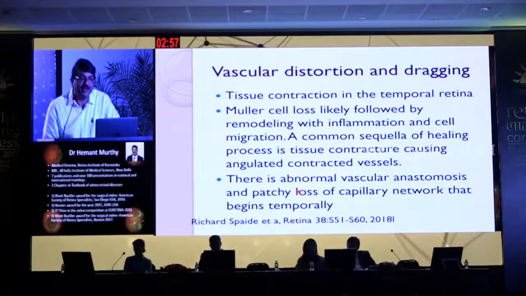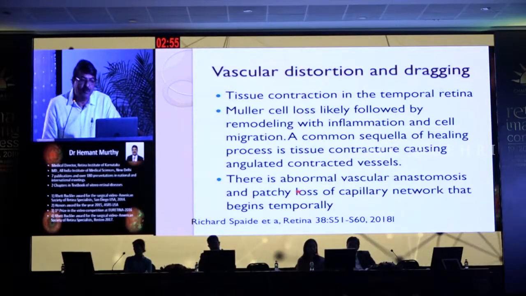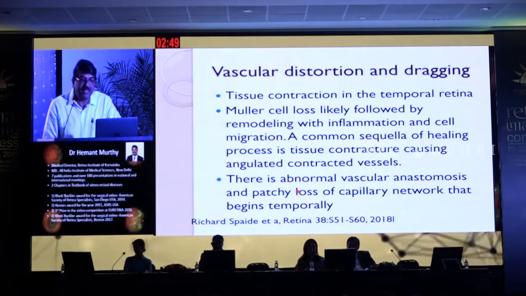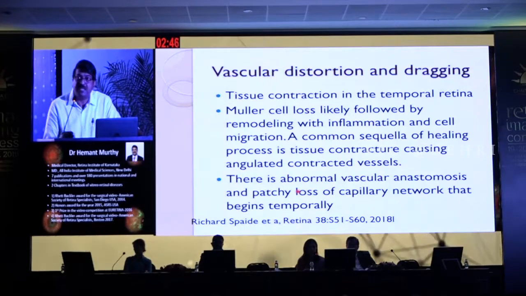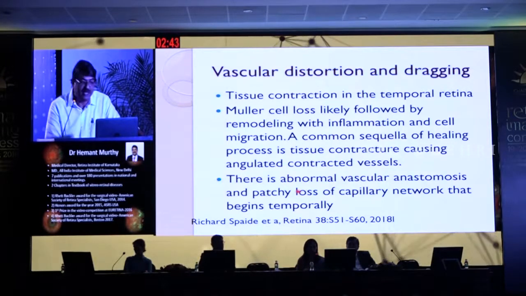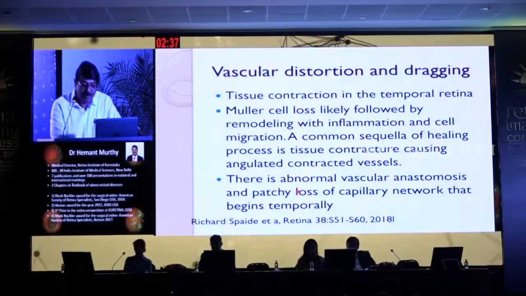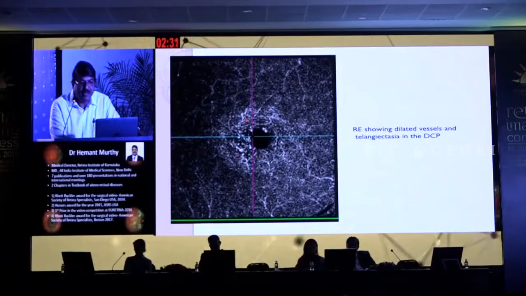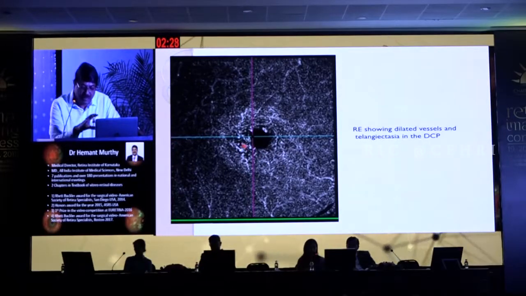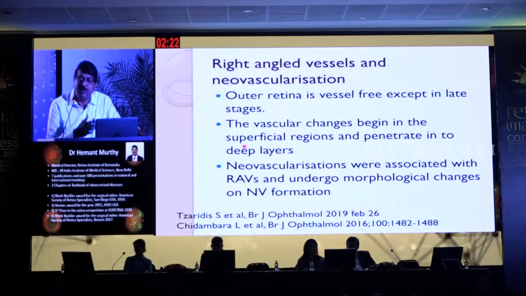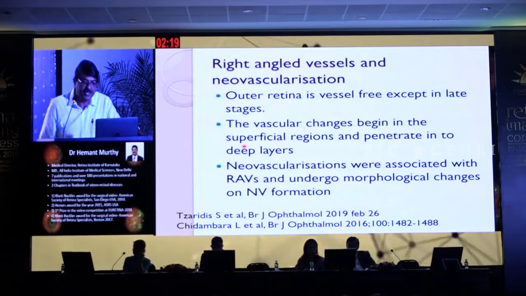In addition, there is tissue contraction in the temporal retina. The Muller cell loss is most likely followed by remodeling with inflammation and cell migration. A common sequel of healing is tissue contraction, which results in the angulated vessels that we see clinically. And there is abnormal vascular anastomosis in this condition, which begins temporally. One can see telangiectasia and the abnormal anastomosis observed initially in the superficial area, which goes deeper with time as the stage advances.